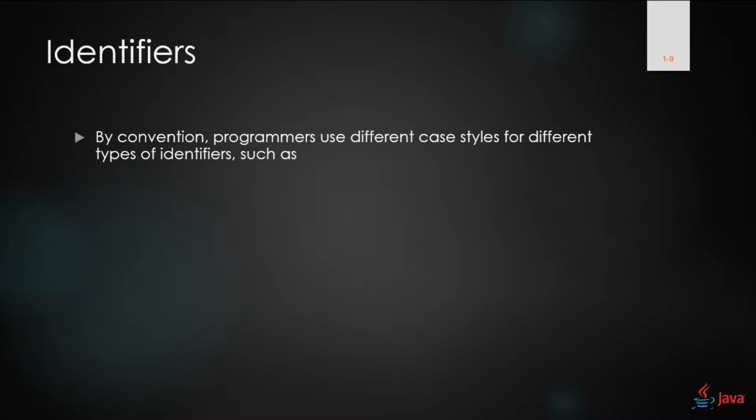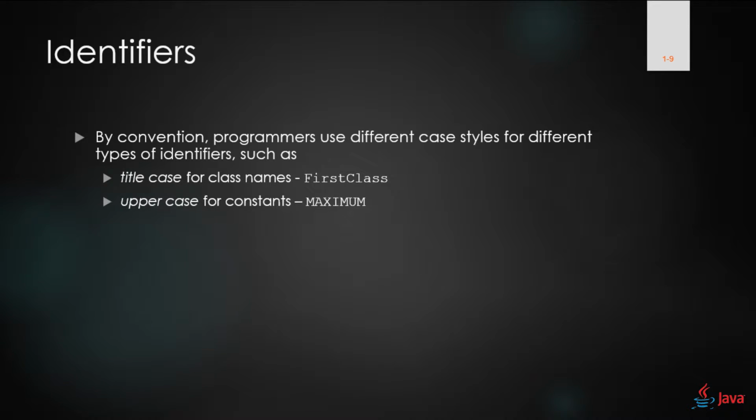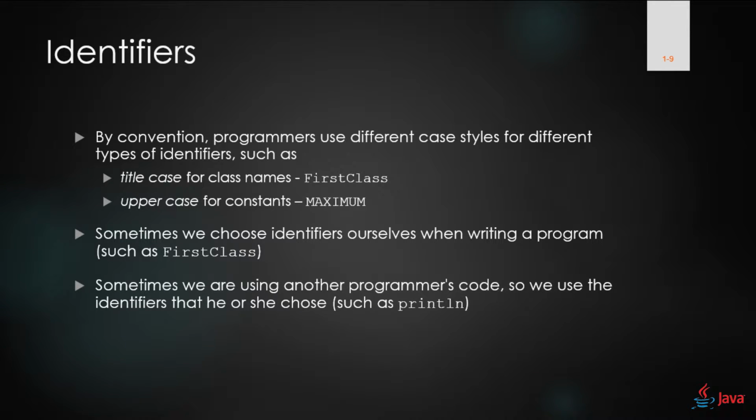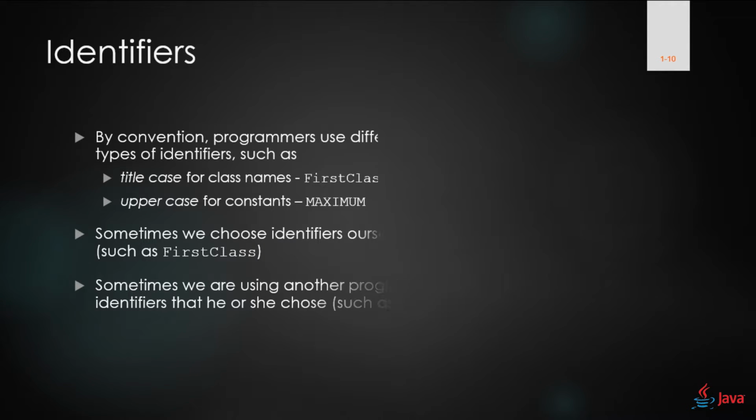By convention, programmers use different case styles for different types of identifiers, such as title case for class names, for example FirstClass, here F and C are uppercase. Then again for constants, they use full uppercase, for example here MAXIMUM. Sometimes we choose identifiers ourselves when writing a program, for example FirstClass. Or sometimes we use another programmer's code, so we use the identifiers that he or she chose, such as println.